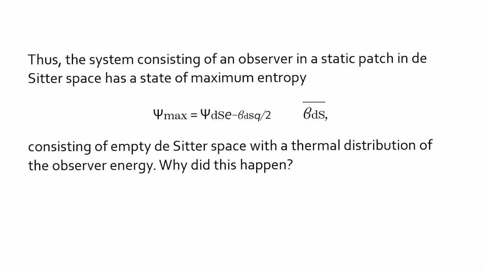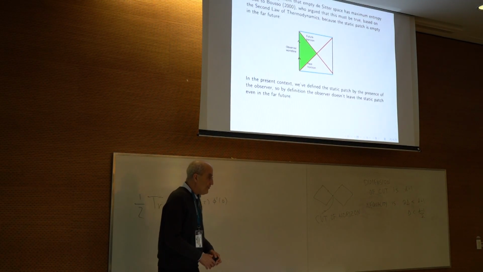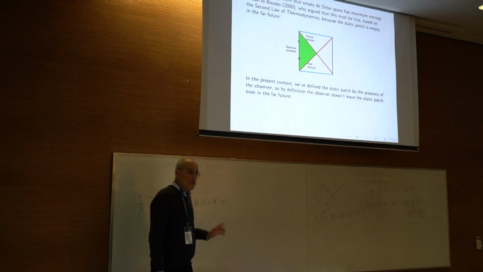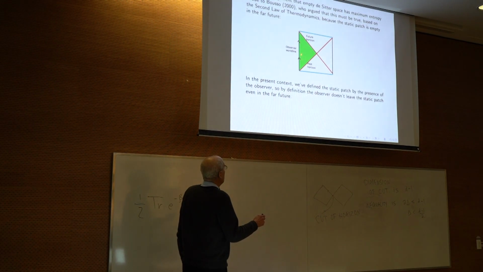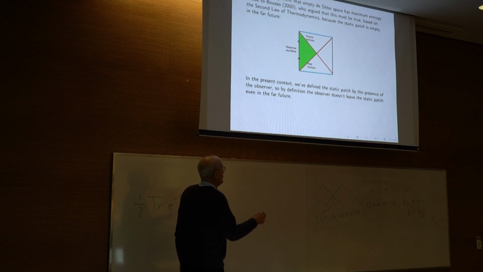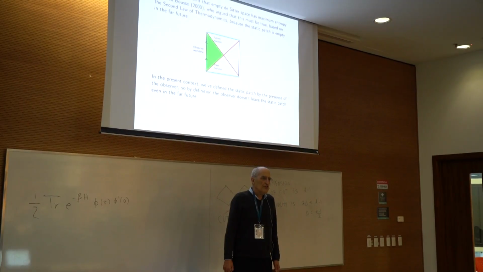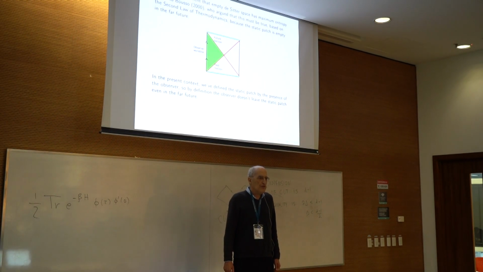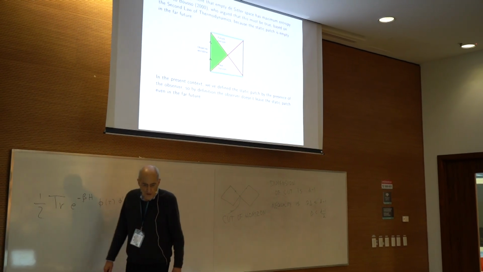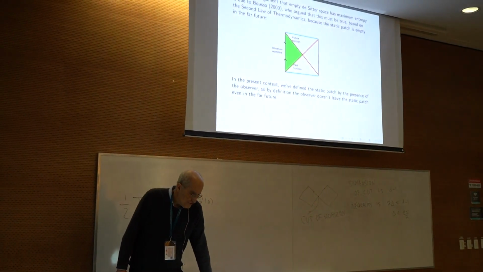The original argument that empty de Sitter space has maximum entropy goes back to a relatively old paper of Busso, who, with absolutely no microscopic definition of entropy, proposed that this must be true purely on thermodynamic grounds. He observed, forgetting the observer worldline because there wasn't an observer in Busso's treatment, that with probability 1, any particle or field in the static patch leaves it through the future horizon eventually. So the static patch spontaneously evolves to be empty in the far future. And Busso says that whatever happens spontaneously must be increasing the entropy. Since any initial state of the static patch evolves spontaneously to be empty, the empty state of the static patch must be maximizing the entropy. So Busso gave that argument purely on thermodynamic grounds with no microscopic definition of entropy.